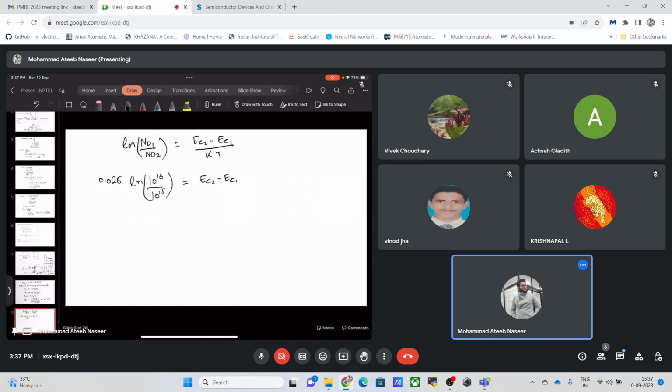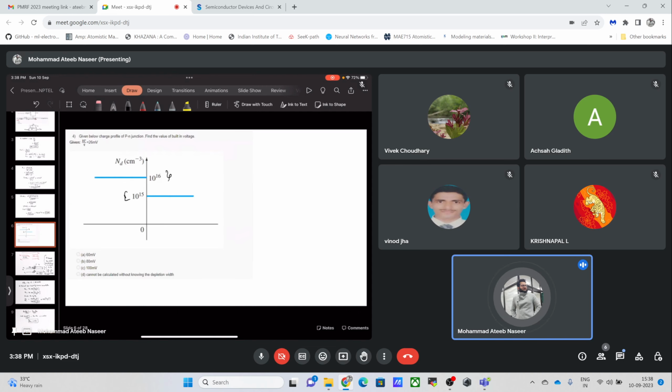Okay, so let us solve for this. Ln of 10 is simply equal to 2.303, into 0.026. So it comes out to be approximately 0.06 volts. Okay, so this is our phi bi. It shouldn't be q phi bi, it should be phi bi simply, 0.06 volts.